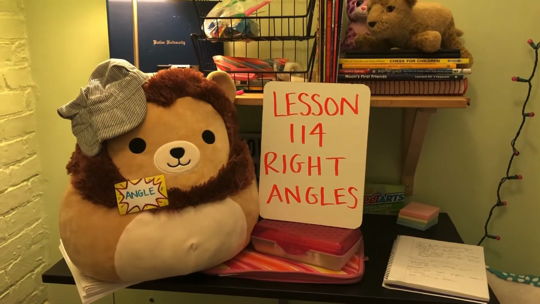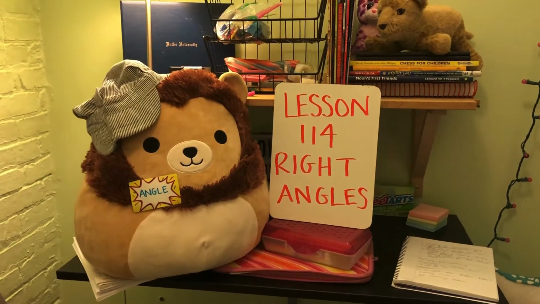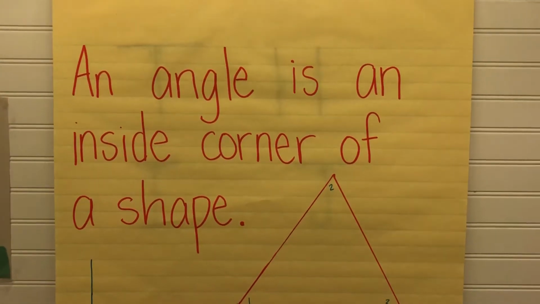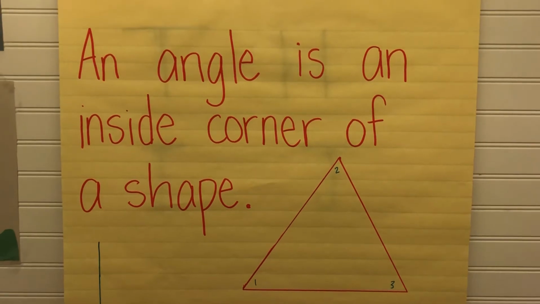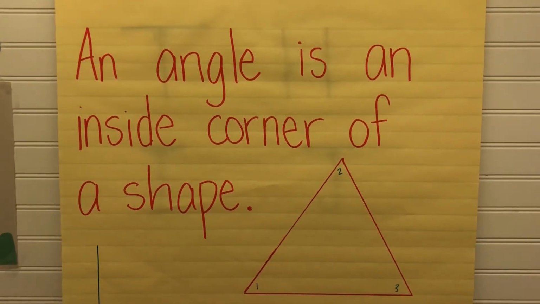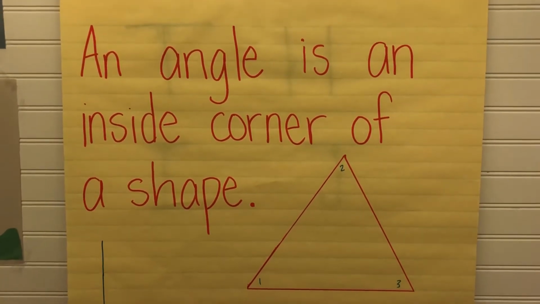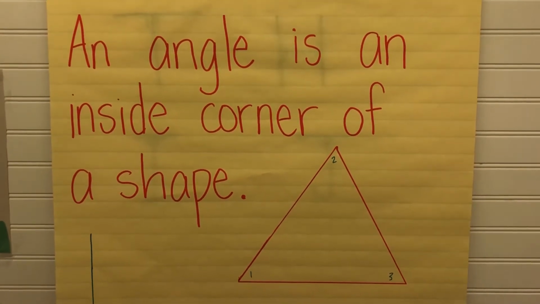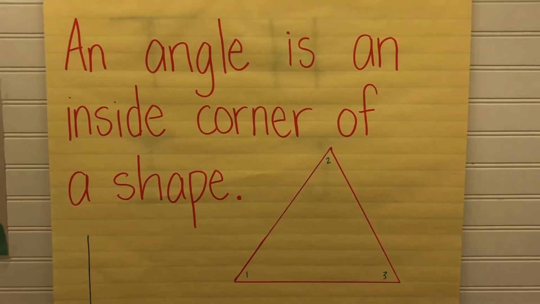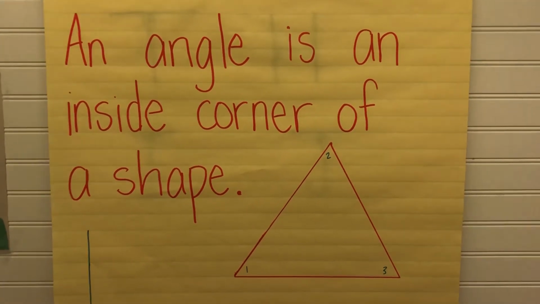Lesson 114, right angles. Before we start talking about right angles, I think it's actually important to remind you guys what an angle is. The angle is the inside corner of a shape. This shape right here is a triangle, so named because it has 3 angles.